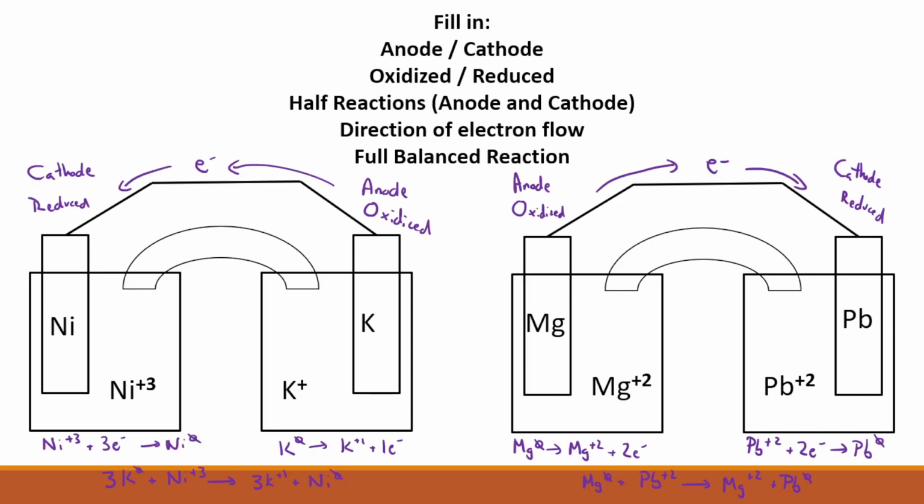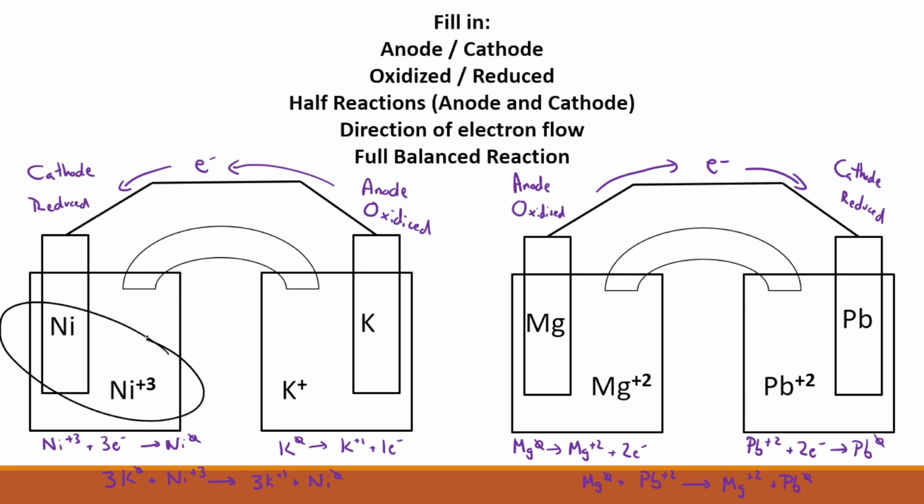Our answers here are going to follow the exact same logic that they did before. The thing that is higher up on table J is the anode. The anode gets reduced. The other thing is the cathode. Wait, I said the anode is reduced. That was foolish of me. The thing that's higher up on table J is the anode. The anode gets oxidized. The other thing is the cathode. The cathode gets reduced. Electrons flow from the anode to the cathode.